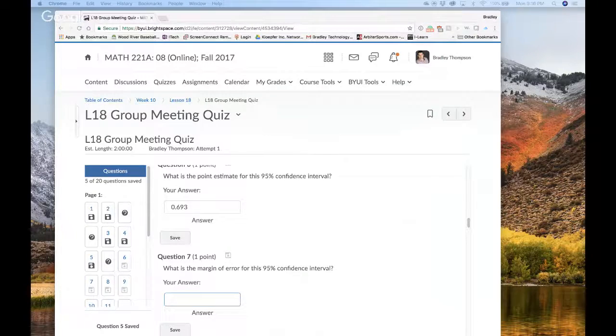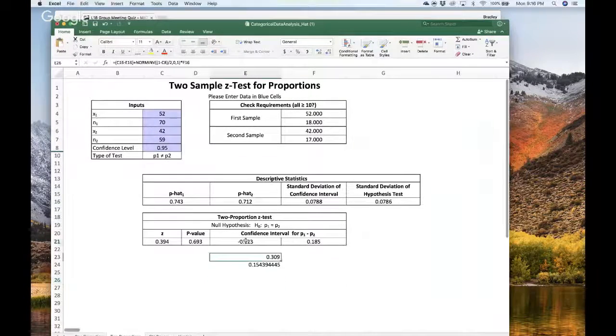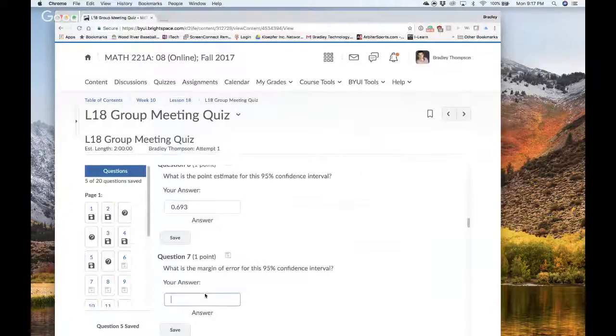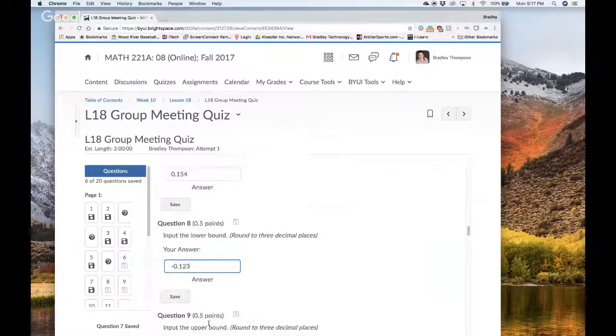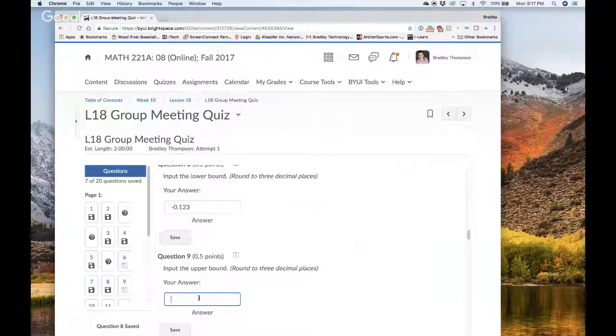The margin of error, if I'm getting this right, is this, the lower bound, upper bound right here? I think so. Okay, so I use this minus this divided by 2. I get 0.154 for the margin of error. Lower bound, I get a negative 0.123. And upper bound, I get 0.185.